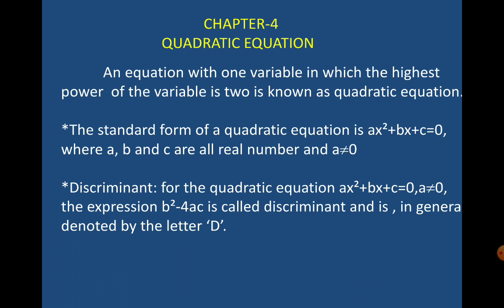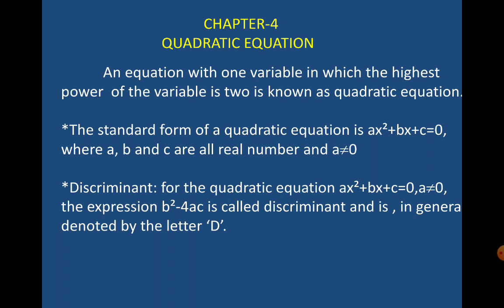A quadratic equation with one variable, in which the highest power of the variable is 2, is known as a quadratic equation. That means there is an equation with a power of 2; that is the quadratic equation. The general form of the quadratic equation is ax square plus bx plus c equal to 0.